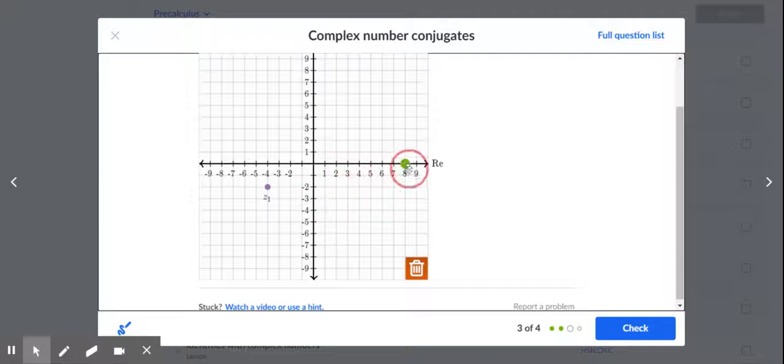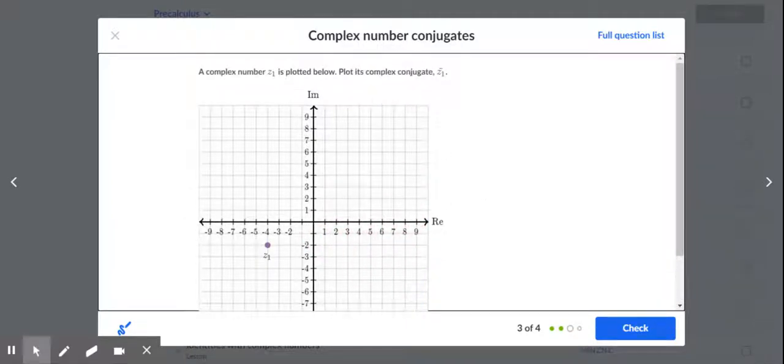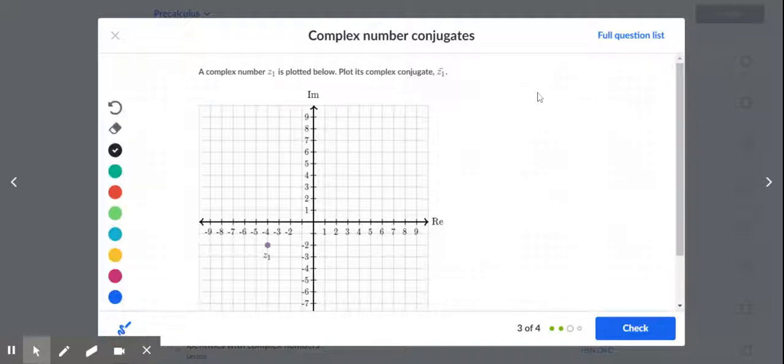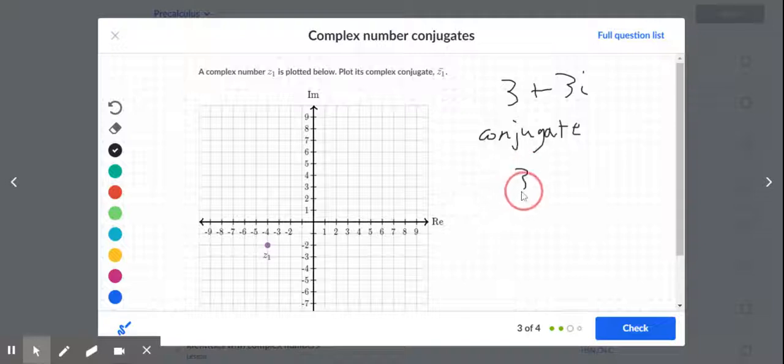All right, the first thing we're going to do is plot its complex conjugate. So what does that mean? Well, first of all, a complex number has two parts, right? It has the real part and the imaginary part. If I have a complex number that is 3 plus 3i, its conjugate is the same, except the imaginary part is the opposite.